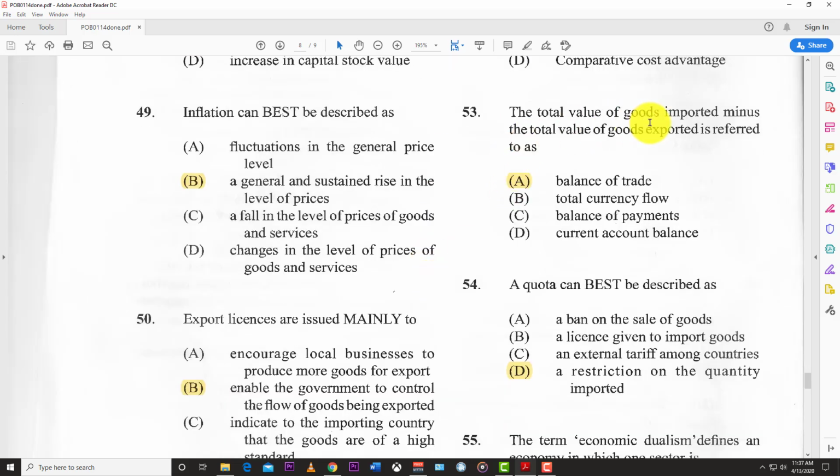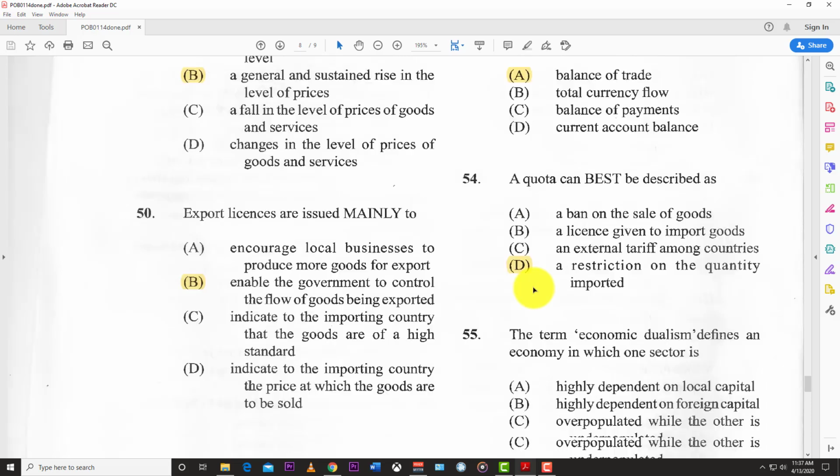53. The total value of goods imported minus total value of goods exported is referred to as the balance of trade. And like I said before, a lot of these balance of trade and those things might not come on the more current POB papers. They put that more on the economic side of things. Alright, so remember 2014 was before the new syllabus. So the new syllabus doesn't really stress as much on the social accounting aspect of POB.